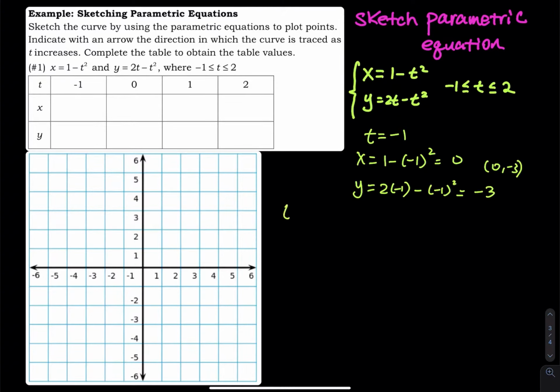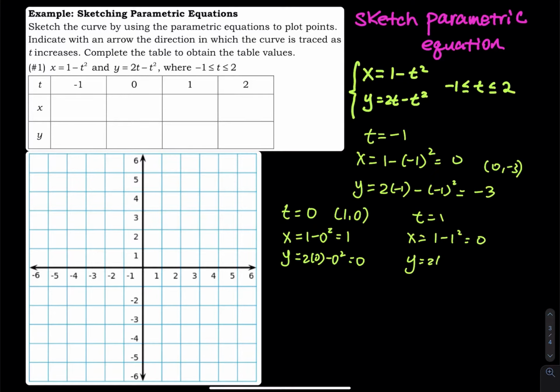When t equals 0, we have x equals 1 minus 0 squared, and y equals 2 times 0 minus 0 squared. So I have (1, 0). And then when t equals 1, I have x equals 1 minus 1 squared, and y equals 2 times 1 minus 1 squared. So I have (0, 1).